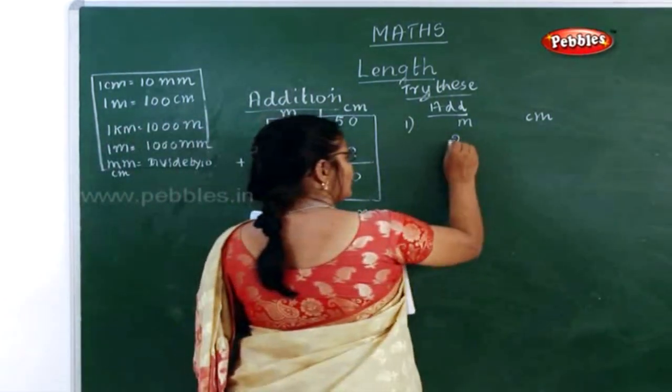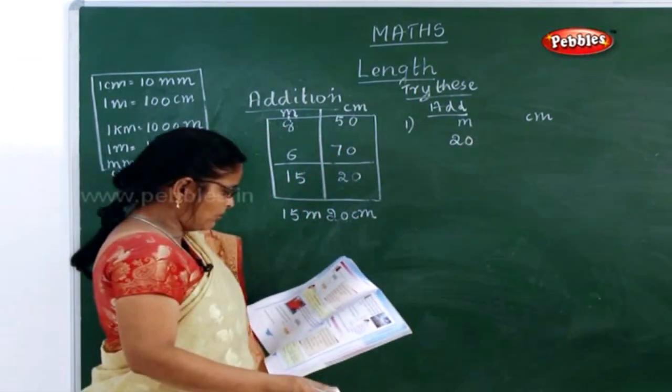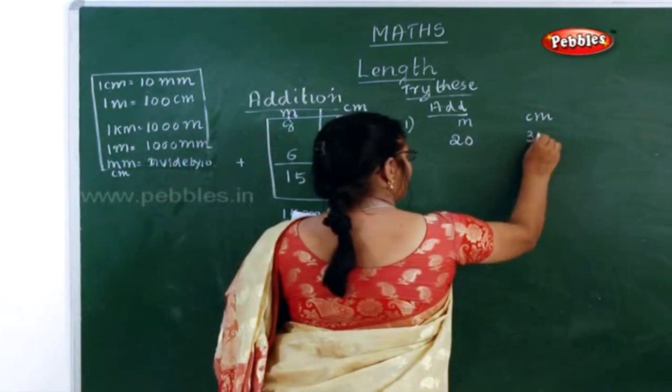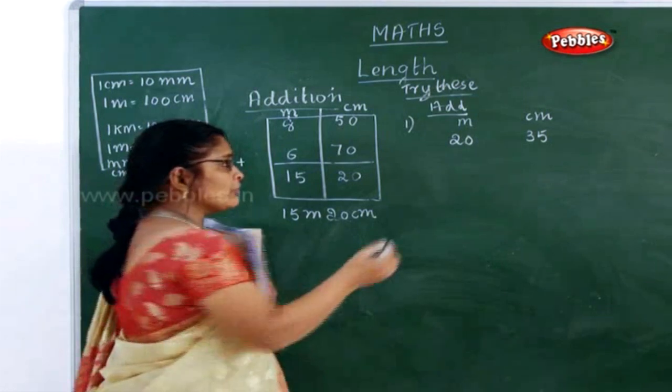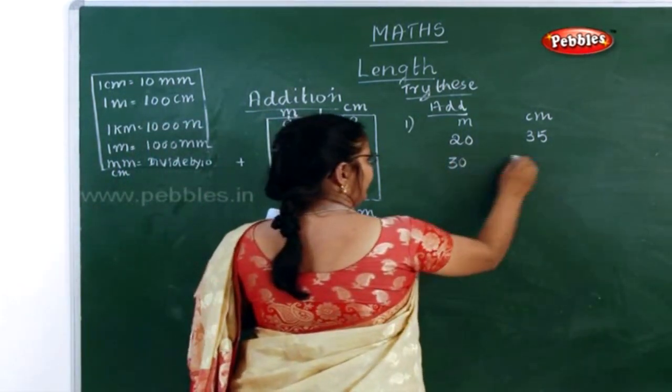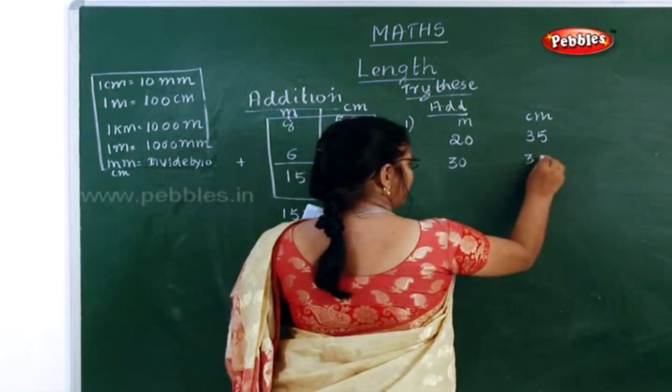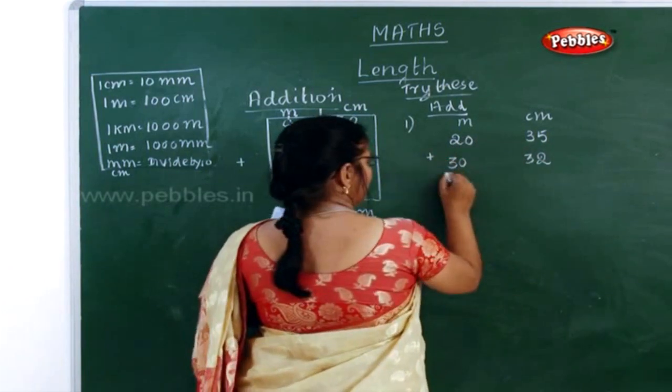How many meters have they given? 20 meter. Now how many centimeters have they given? 35 centimeter. Now with what you have to add? You have to add with 30 meter and 32 centimeter. Am I right or not? First sum. Right. Very good.